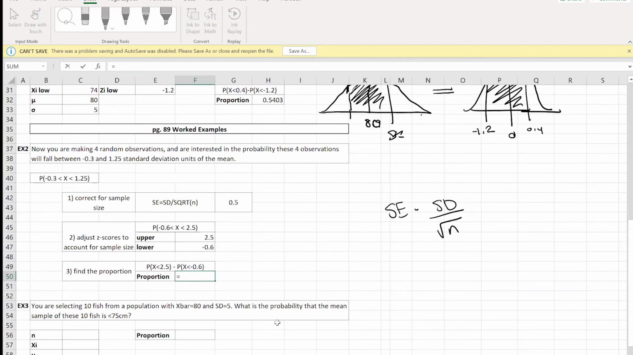So for the table, 2.5, 0.9938 minus the probability of less than or equal to negative 0.6. So we look that up on the table, 0.2743. And there we go. We got our probability that a value falls between those two.